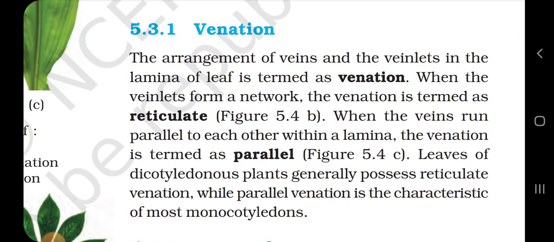5.3.1 Venation. The arrangement of veins and veinlets in the lamina of the leaf is termed venation. When the veinlets form a network, the venation is termed reticulate, figure 5.4b. When the veins run parallel to each other within a lamina, the venation is termed parallel, figure 5.4c. Leaves of dicotyledonous plants generally possess reticulate venation, while parallel venation is characteristic of most monocotyledons.